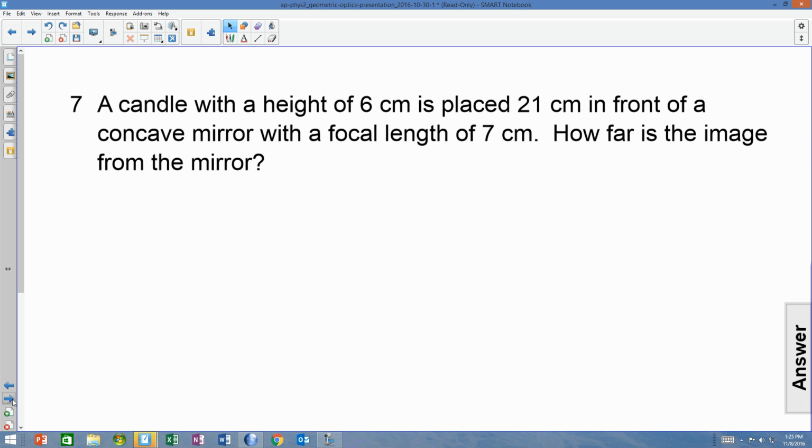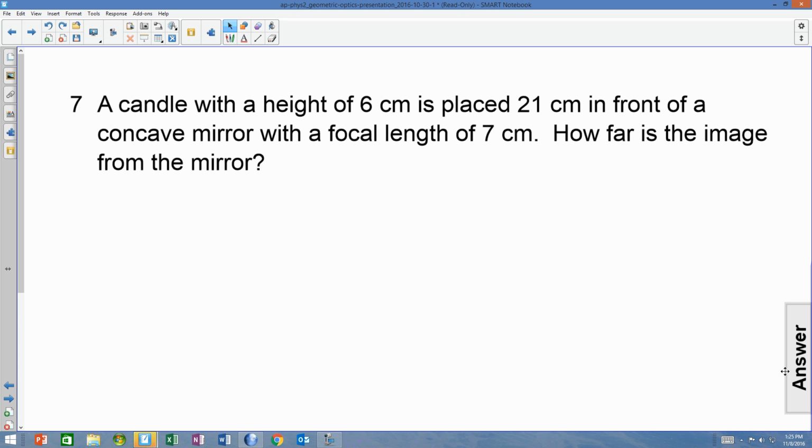A candle with a height of 6 centimeters is placed 21 centimeters in front of a concave mirror that has a focal length of 7 centimeters. How far is the image from the mirror? Go ahead and pause the video now.